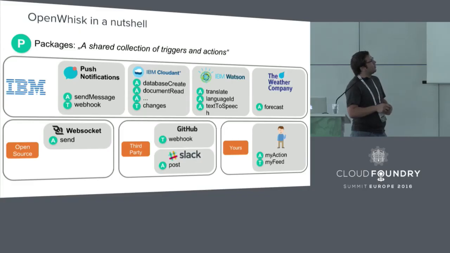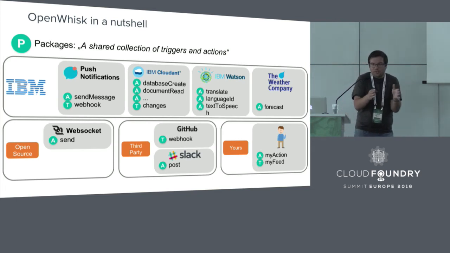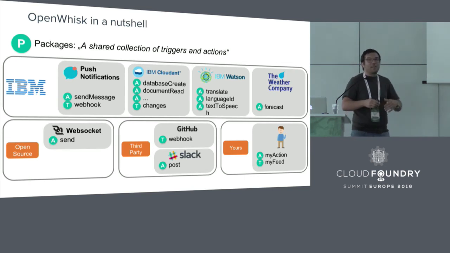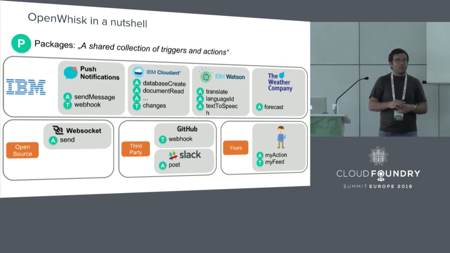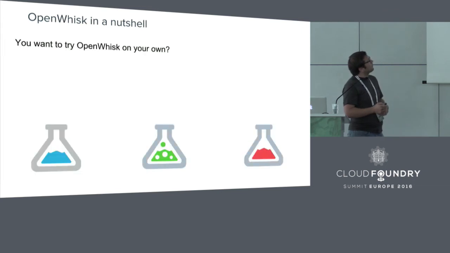Or there's the IBM Watson package, where you see there are no triggers, but there are actions. What you can do here is, for example, invoke the translate action, hand over some text, and translate the text without writing any code. You don't need to understand anything about Watson. You just hand over some text, and you can translate it from English to French, for example. Of course, we once again would like to encourage you to write these kinds of packages as well for different services to make integrating with other services easier.